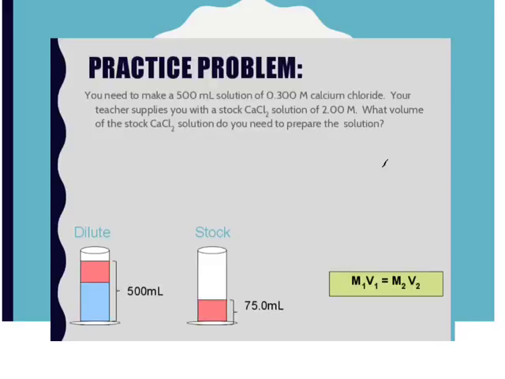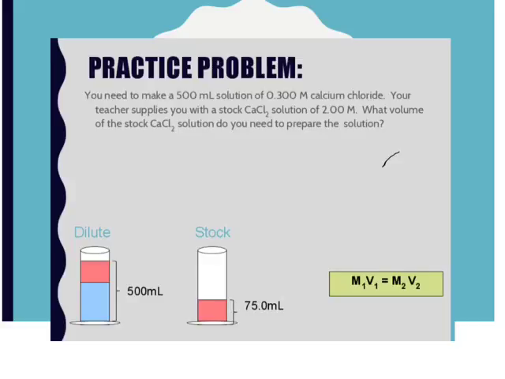So let's do a practice problem. We need to make a 500 milliliter solution of 0.300 molar calcium chloride. Your teacher supplies you with a stock calcium chloride solution that is 2 molar. What volume of the stock solution do you need to prepare the solution? So we've got to decide. We have a whole bunch of information. We have 4 total variables in our equation, and we have 3 variables that we're working with in our practice problem. And we have to decide which variables represent which information and what am I solving for.